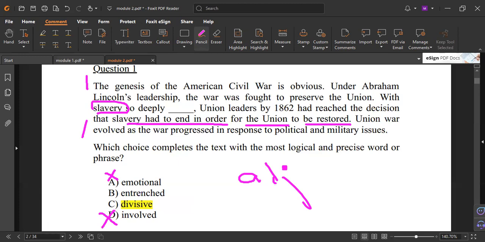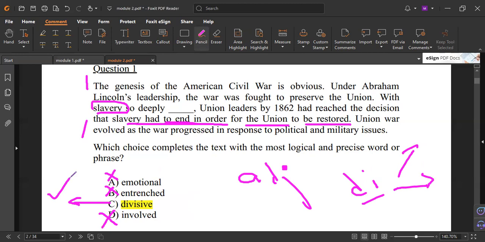Now we found the letter B. So why letter B is wrong? Because if you said here entrenched, it means it will continue. But we need to stop it, not to continue. Entrenched means to be continual, so it's opposite. Now divisive here means to make something break. So if slavery is divisive, it means you are going to break it, you are going to stop it. And if we stop it, we can restore the union again. So letter C is correct.